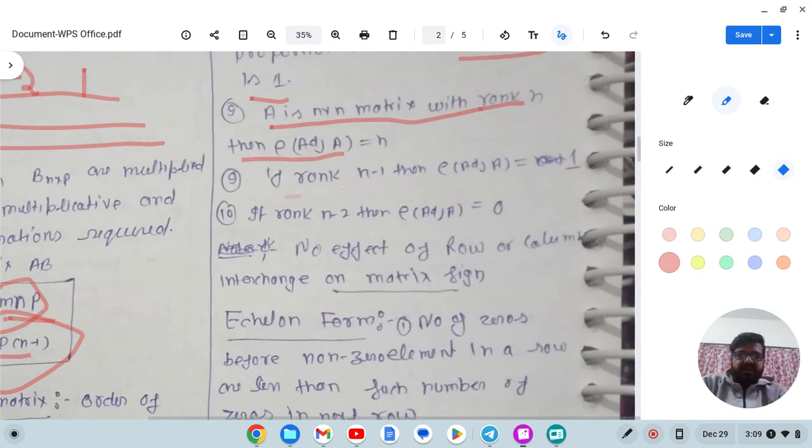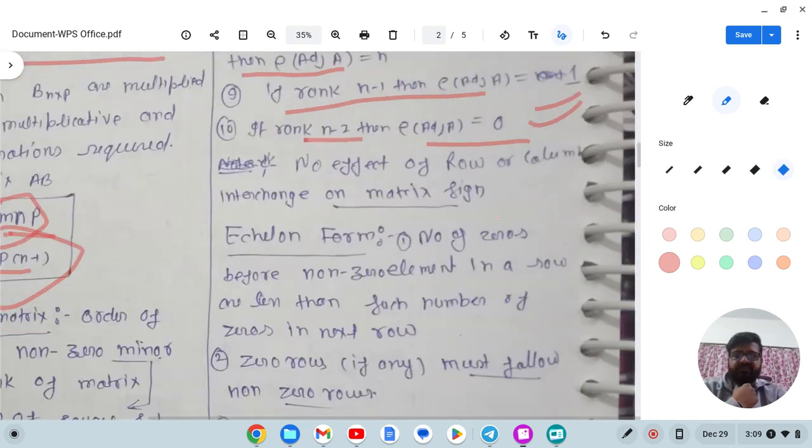If A is an n into n matrix with rank n, then the rank of adjoint of A is going to be n. If the rank of the matrix is n minus 1, the rank of adjoint A will be 1. If the rank of the n by n matrix is n minus 2, then the rank of adjoint A will be 0. These are very good points, so remember them.